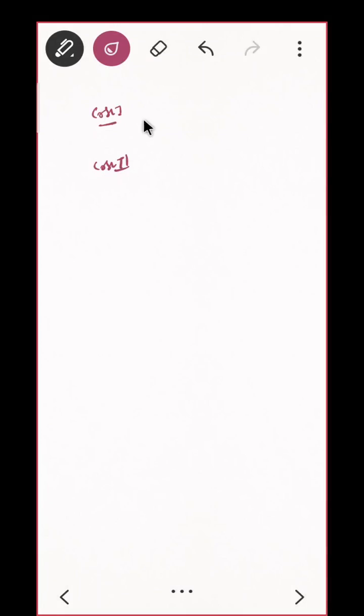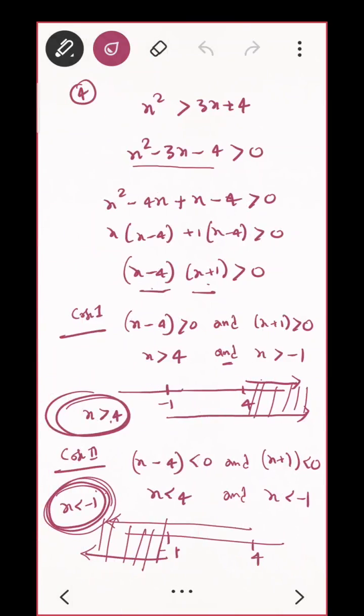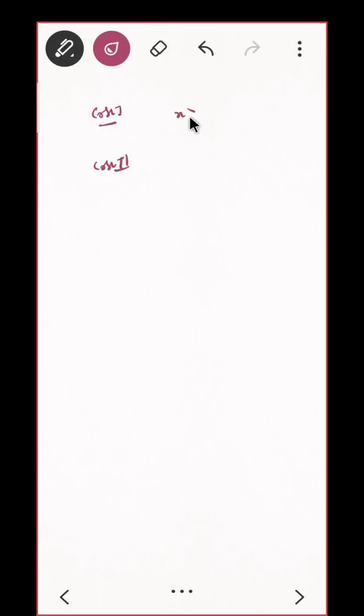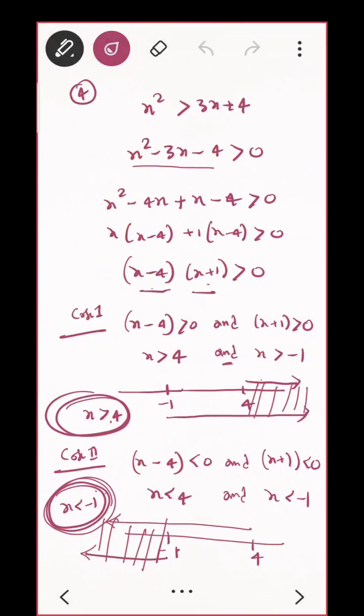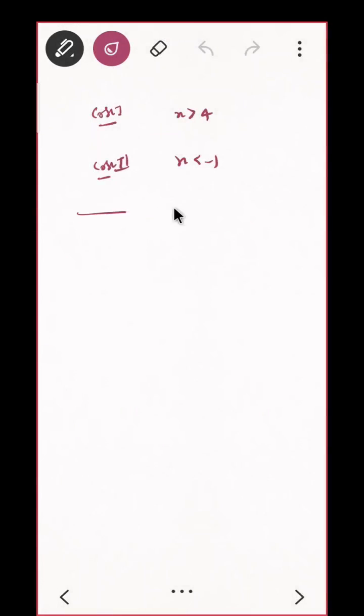From case 1 you got x is greater than 4. From case 2 you got x is less than minus 1. Correct. Okay, so let me just draw. Where is your minus 1? Here it is, your 4. So this is minus 1, this is 4. This is saying go here, this is saying go here. Correct. So here these are cases, so you need to take union. So what will be your final x? Can you tell me?